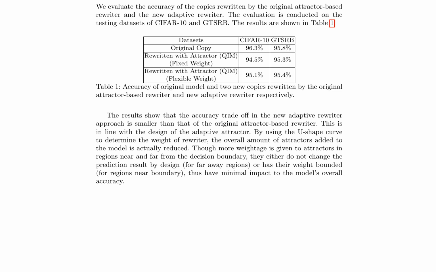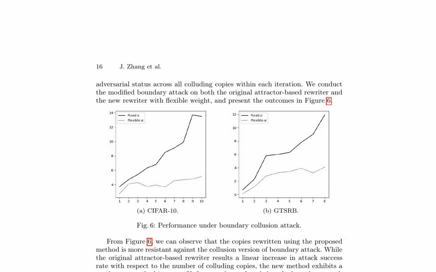The performance of the new approach is evaluated under custom and boundary collusion attacks, using the CIFAR10 and GTSRB datasets. The results demonstrate the superior performance of the new approach in the face of collusion attacks, with the attack success rate converging to approximately 15% even when 40 copies are employed for collusion. In contrast, the attack success rate for the original attractor-based rewriter exhibits unbounded growth with the number of colluding copies. Similarly, under the modified boundary attack, the new method shows a much more gradual increase in attack success rate compared to the original attractor-based rewriter.